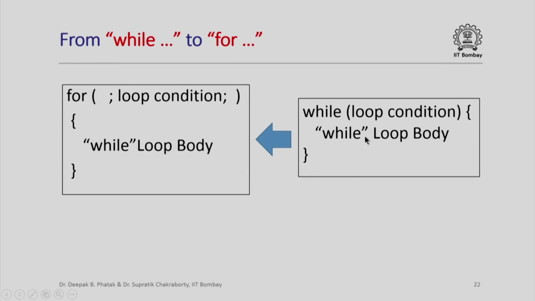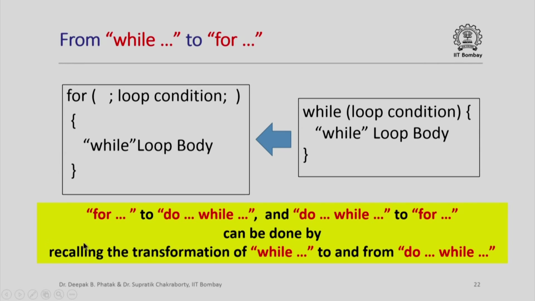Similarly, of course, we can convert a while loop to a for loop where there is nothing to initialize and nothing to execute at the end of every iteration; we just have the loop condition and the while loop body. And we can easily transform for loops to do while loops and do while loops to for loops, because we have already seen in an earlier lecture that while loops can be translated to and from do while loops, and we have just seen how for loops can be translated to and from while loops.